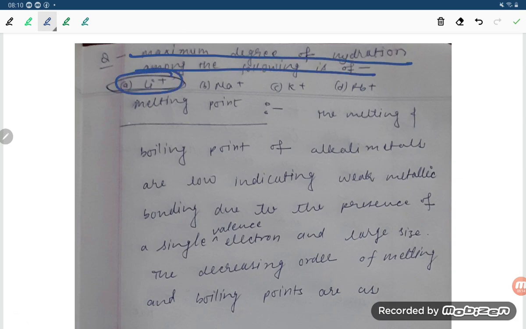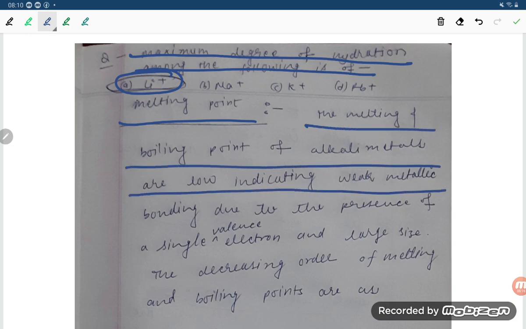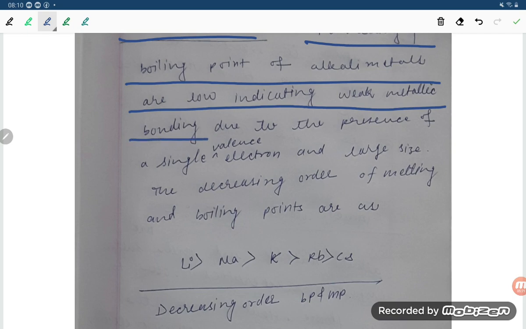Lithium. Melting point: the melting and boiling points of alkali metals are low, indicating weak metallic bonding due to the presence of a single valence electron and larger size.